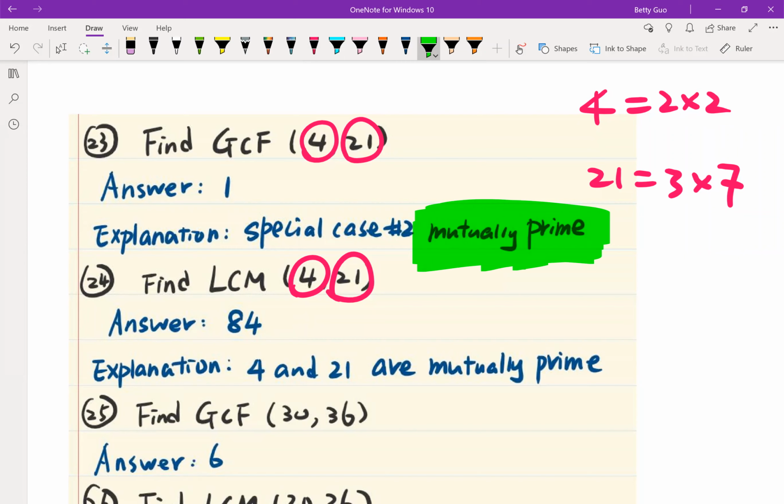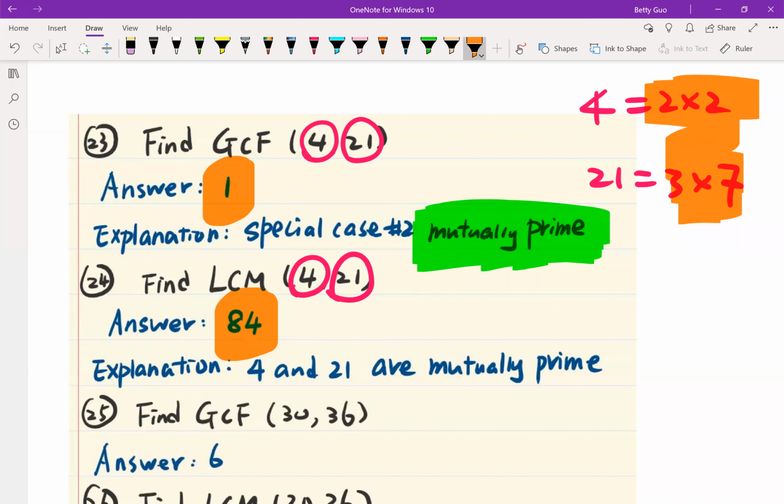So if the two numbers are mutually prime, GCF is 1. LCM is their product. Do you guys remember that? GCF is 1 because they are mutually prime, so 1 is the only common factor. That makes 1 the biggest common factor. So GCF, greatest common factor, is 1. In order to find the least common multiple, we have to use all the factors in the factorization. So that basically is the multiplication of the two numbers.